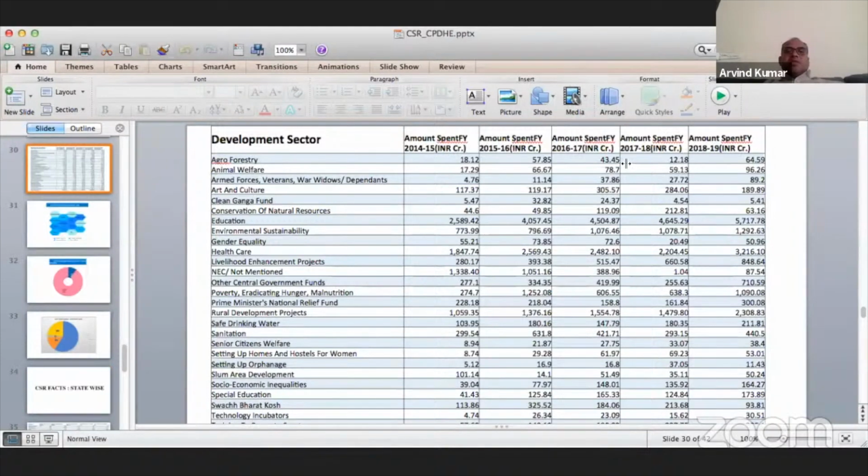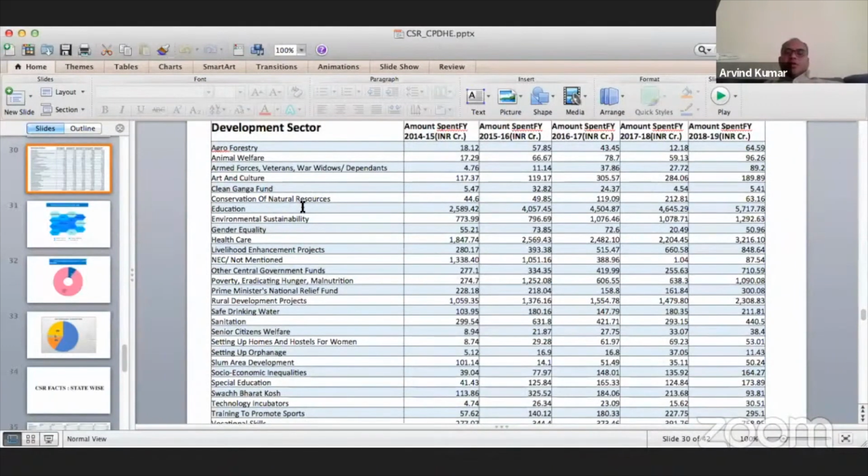But it's a very, very significant table, keeping in mind what the development sectors are and how the money has been spent. You can easily compare which one is a very important sector from the CSR point of view and which one is an ignored sector. You can make a comparison and see which financial year who did what in what sector.